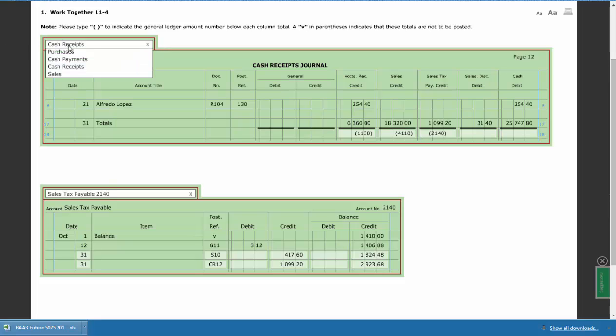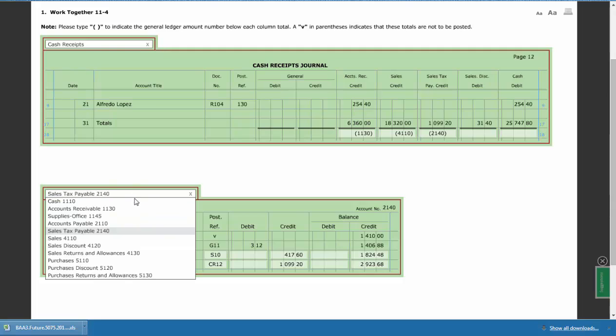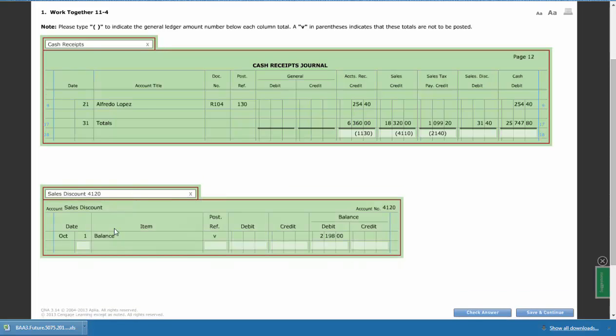Sales discount is my next account. Sales discount is a contra account to our account sales. Sales has a credit normal balance, so because this is a contra account, it would need to have a debit balance. Sales discount is being debited $31.40. Previously had a balance, so I need to add those two numbers together.